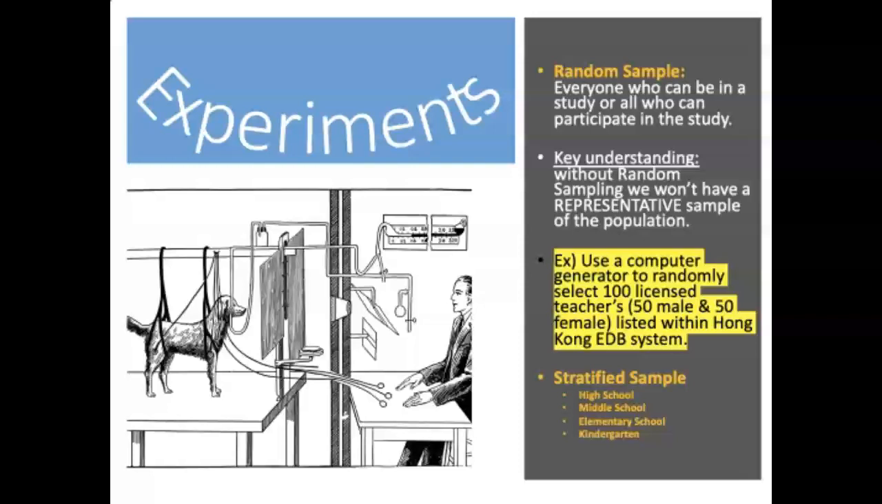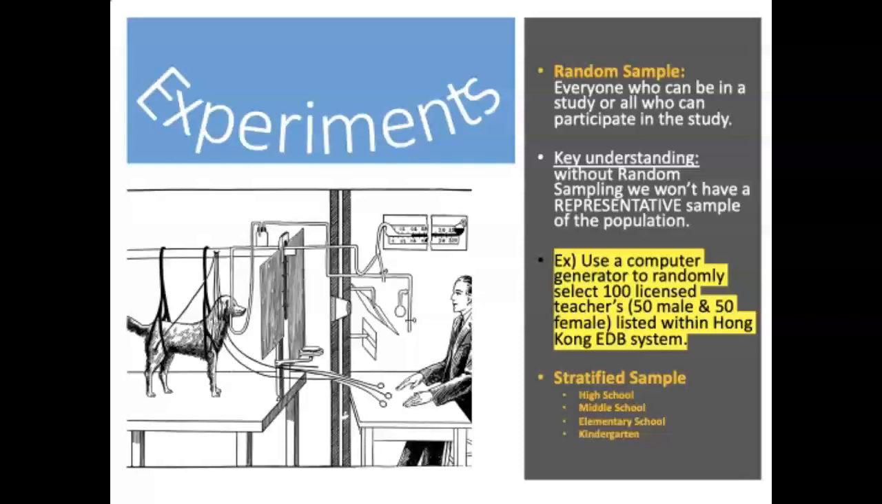If you don't have a representative sample, it cannot be generalized to the public. In this case, what we could do is maybe use a computer generator, right, to randomly select 100 licensed teachers, and we'll make it representative. So 50 male, 50 female listed here within the Hong Kong EDV system. Okay. That would be a random sample. Now that I have my random sample of 100 teachers, I can randomly assign them into the experimental group and the control group, right?